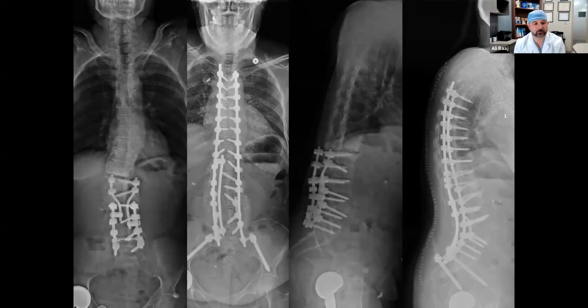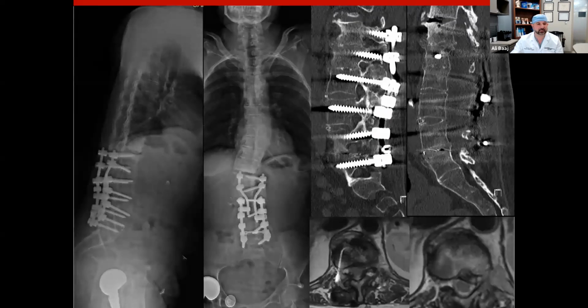Other things. That's a really, really nice result. Congratulations. Can you show the pre-op real quick? I have a technical question for you as well as for some of the faculty with us.